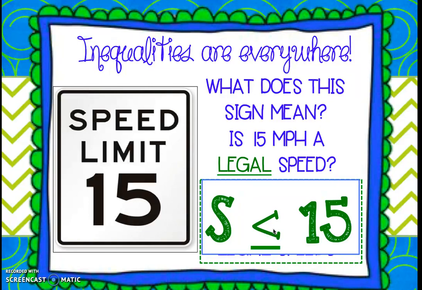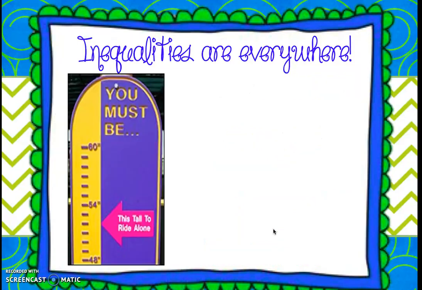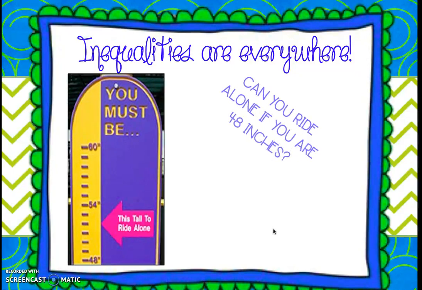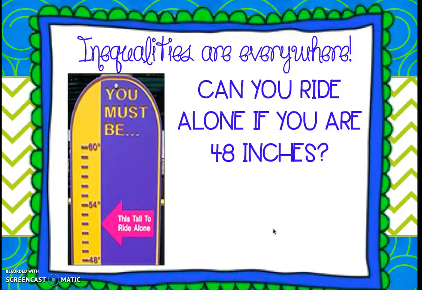Again, these are things that we see in our everyday lives every single day, except now we're putting a mathematical face to it. So if you've ever been to an amusement park or a fair, you might see a sign like this, and it says, you must be this tall to ride this ride. And it's got a little arrow pointing at a certain height that you should be. The first question is, can you ride this ride alone if you're 48 inches tall? Well, we know that you can't because 48 is less than the required height from the arrow.